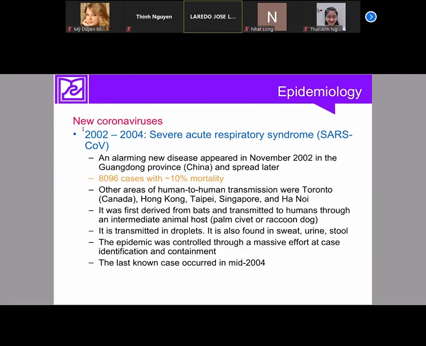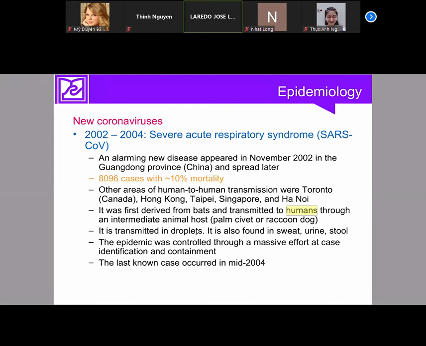That is the reason why the new one has spread to the whole world and caused a pandemic. So this was the first one, the severe acute respiratory syndrome, the SARS coronavirus that appeared in China 18 years ago. It appeared in November of 2002, and there was an alarm in the whole world because the disease was very severe. We found cases in China, in Canada, in Hong Kong, in Taiwan, in Singapore, and also some cases in Hanoi, but not many.